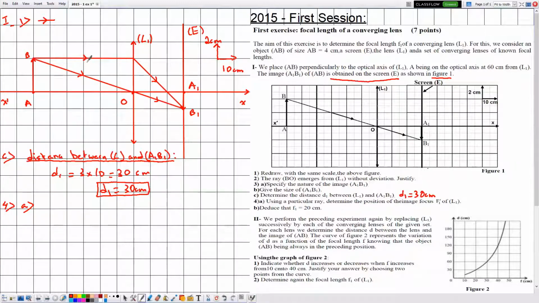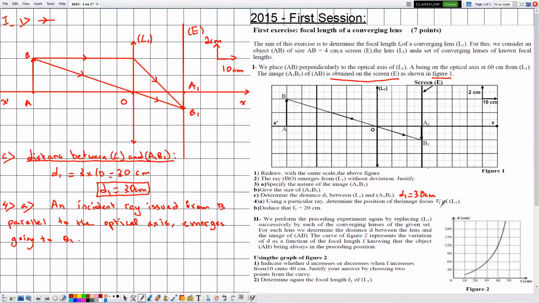Now let's justify the path of this ray. An incident ray issued from B, parallel to the optical axis, emerges going to B1. Okay. Now what we have done so far is the tracing and the justification of this particular ray.